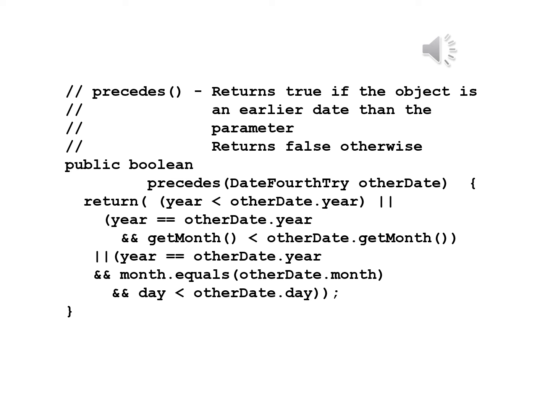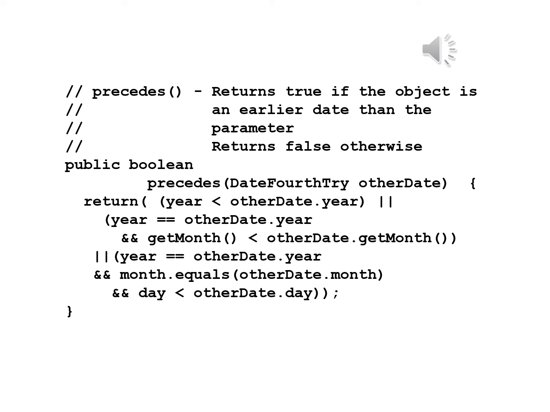Precedes is a new method. It is not something that a class always will have, but if the data is ordinal in the sense that there's a specific order that you can place things in, having precedes becomes very useful. And clearly this would be the case for a date, because obviously one day comes after another. Precedes begins with the comment, returns true if the object is an earlier date than the parameter, returns false otherwise. And our header is public Boolean precedes(DateFourthTry otherDate).